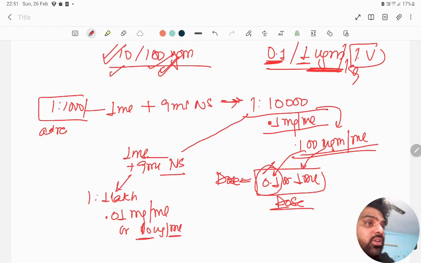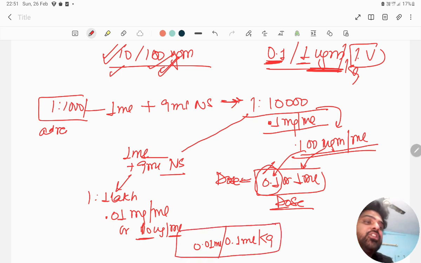Are you understanding or not? There are 10 microgram per ml, so in 1 ml there will be 10 microgram, and in 0.1 ml there will be 1 microgram. So you can give 0.1 ml for 1 microgram. If we want to give 0.1 microgram, then we will give 0.01 ml per kg. So this is how you understand it. After double dilution, we can take 0.1 ml per kg or 0.01 ml per kg.